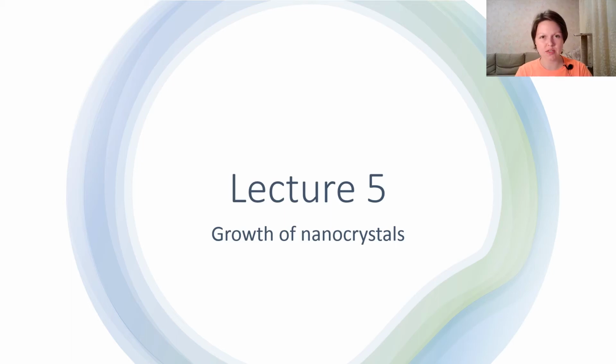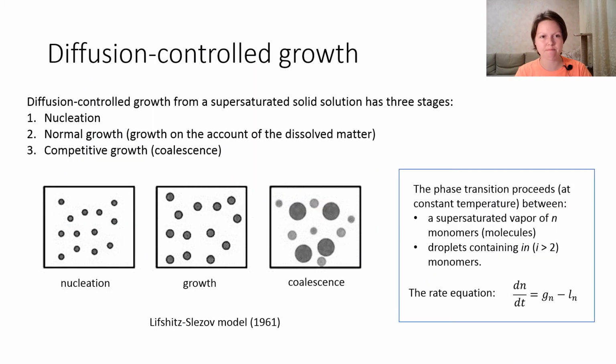Good afternoon, students. Today I'm here to present to you the fifth lecture dedicated to growth of nanocrystals. Diffusion-controlled growth from a supersaturated solid solution has three stages. First one, nucleation. Second one, normal growth, or growth on the account of the dissolved matter. And the third one is the competitive growth, which is also called coalescence.